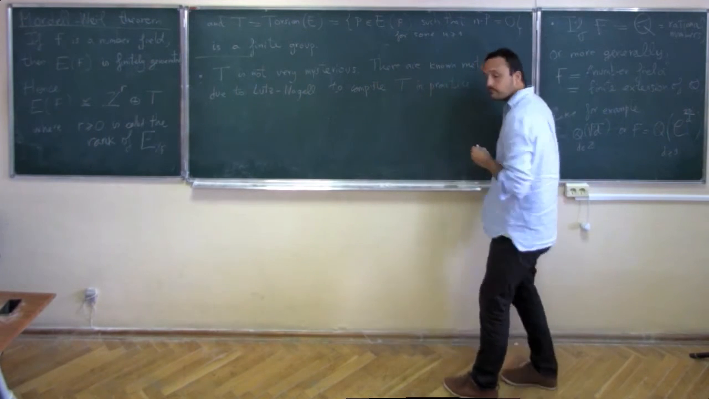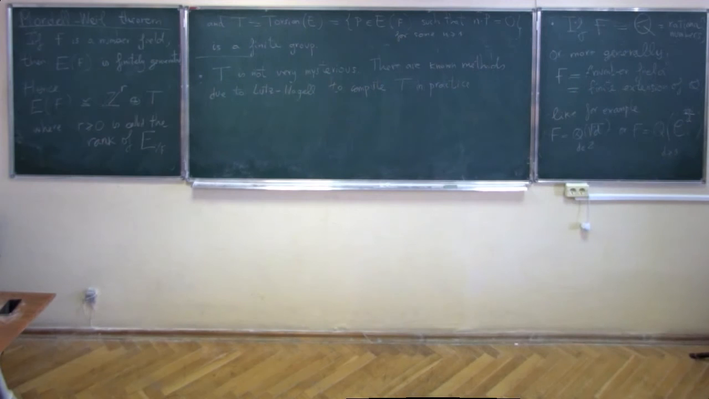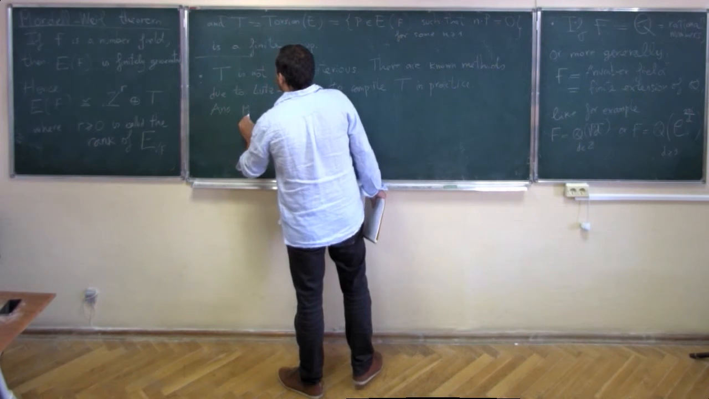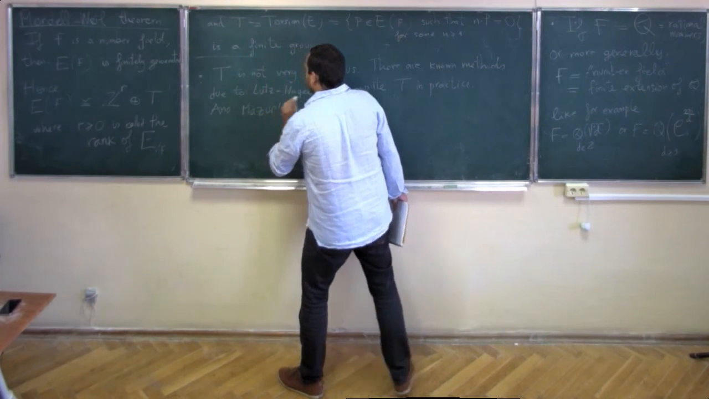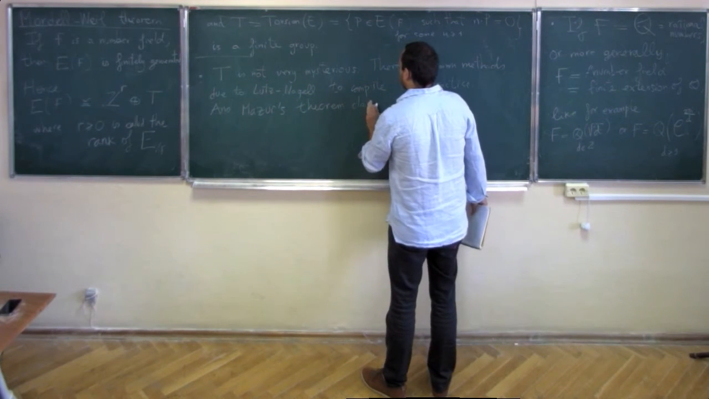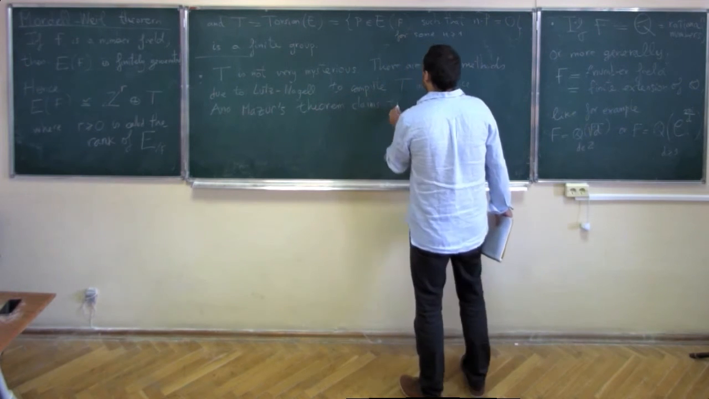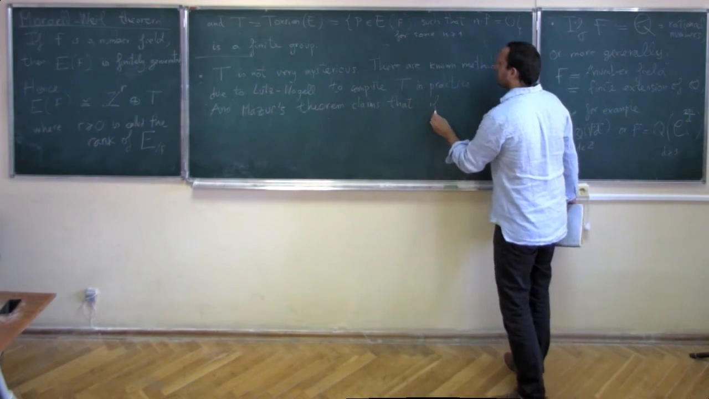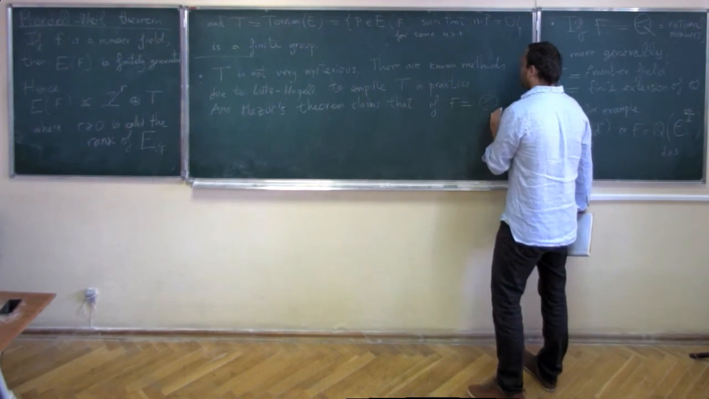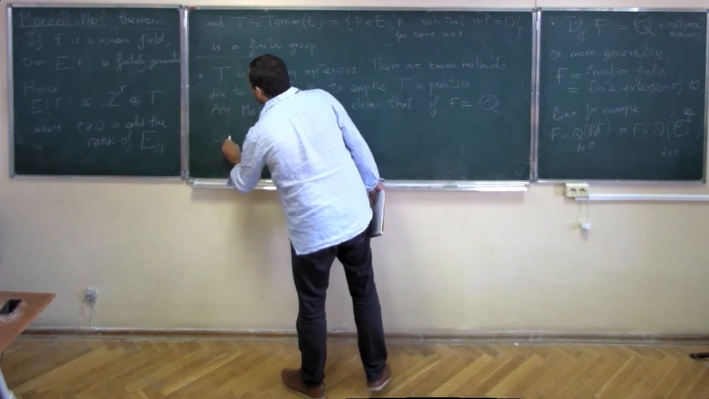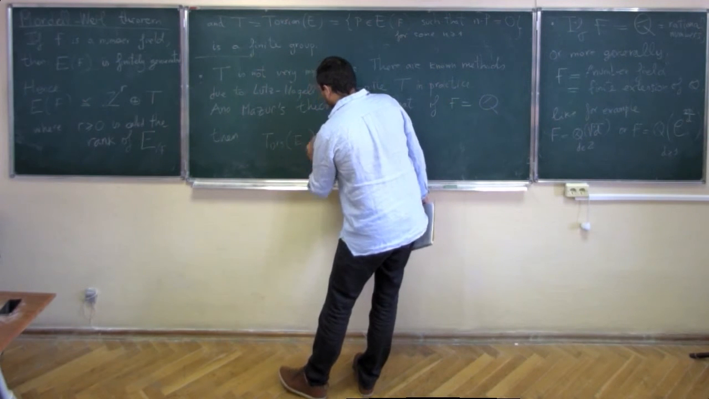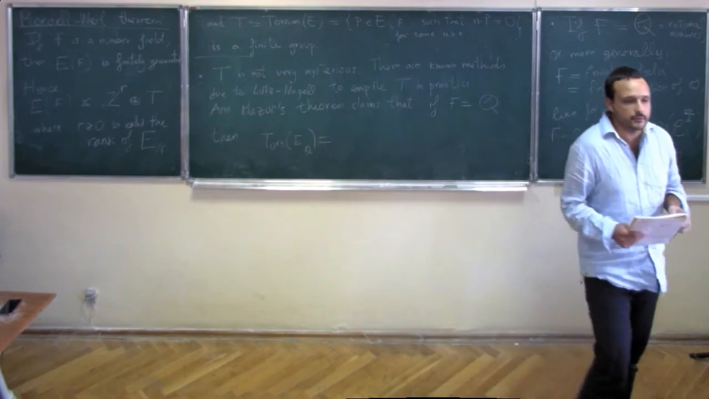And if you want a more general conceptual statement, there is a famous theorem of Mazur, Barry Mazur's theorem. That if we take, for instance, F to be the field of rational numbers, then the torsion of the elliptic curve over Q has only finitely many different possibilities.